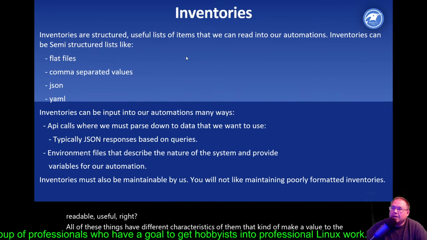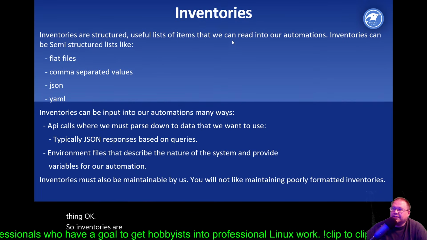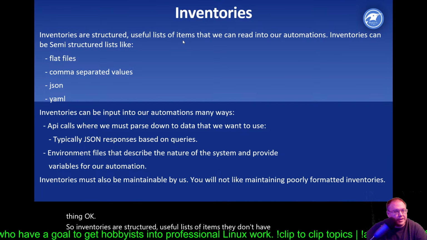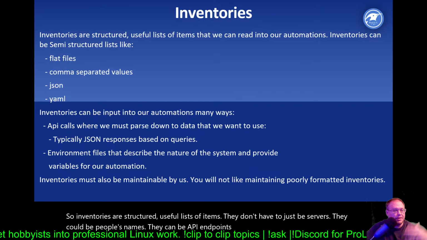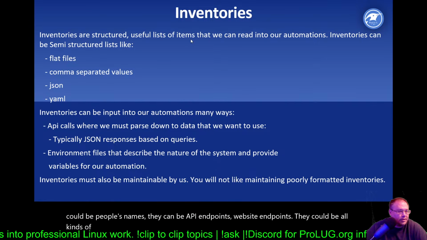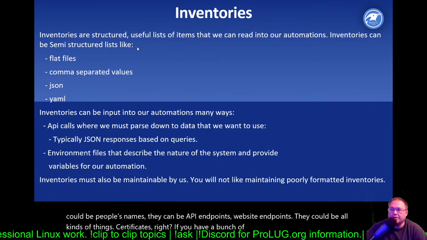Okay, so inventories are structured, useful lists of items. They don't have to just be servers. They can be people's names. They can be API endpoints, website endpoints. They can be all kinds of things. Certificates, right? If you have a bunch of certificates you manage through automation.